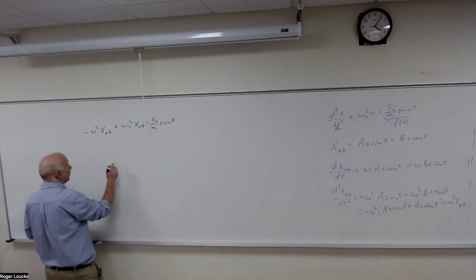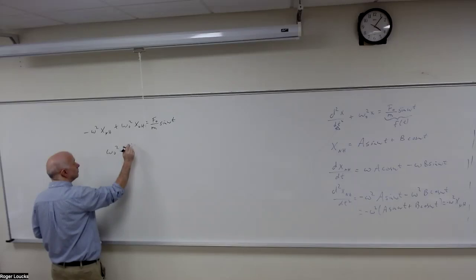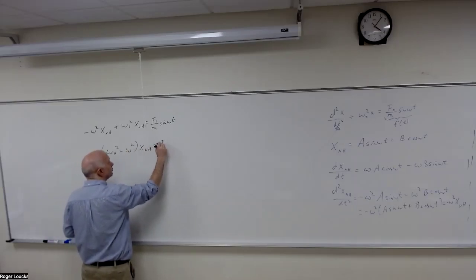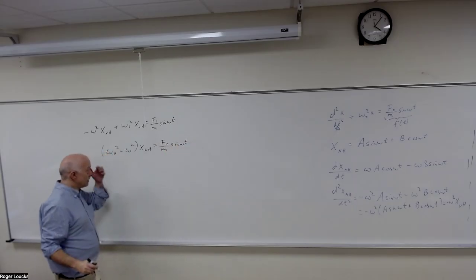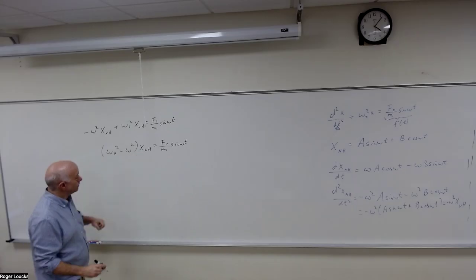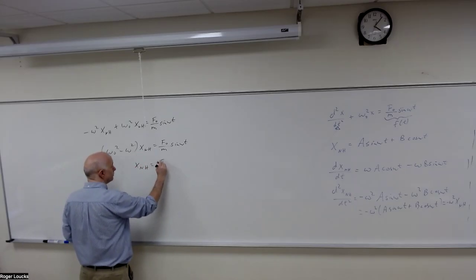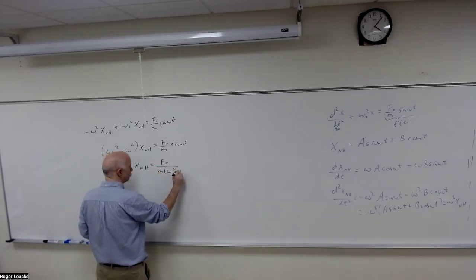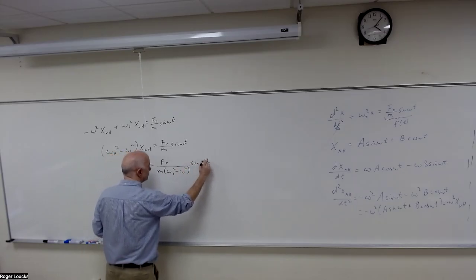Oh, that's not omega. Oh, that's why it's not equal to zero. So I can pull this guy out. I wrote this as omega naught squared minus omega squared, x non-homogeneous. Actually, in this case here, I can just solve for it. So my x non-homogeneous. It doesn't always work. Usually a lot more. Boom.